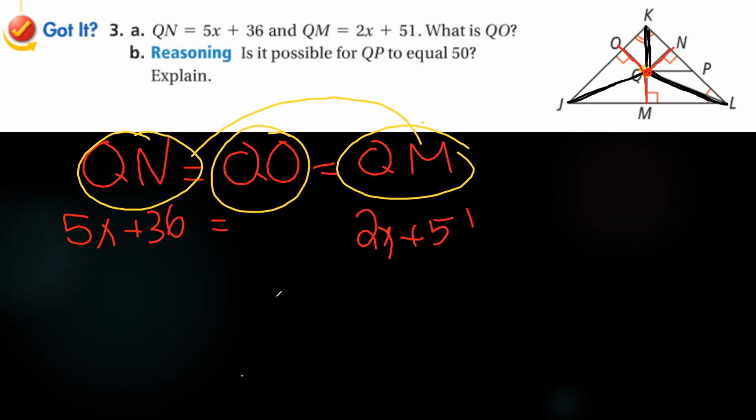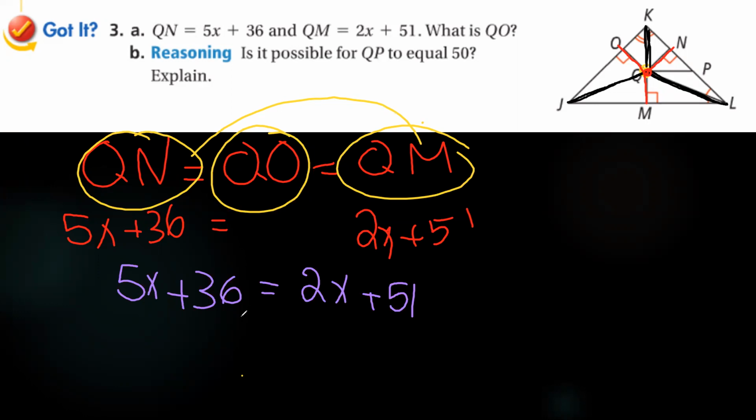So that means 5x plus 36 equals 2x plus 51. Now, what do I need? I need to find the length of QO. In order to find the length of QO, I need to find the length of QN or QM. The length of QN or QM is represented by a variable x. So I need to find x, then evaluate x in the expression to find the length.